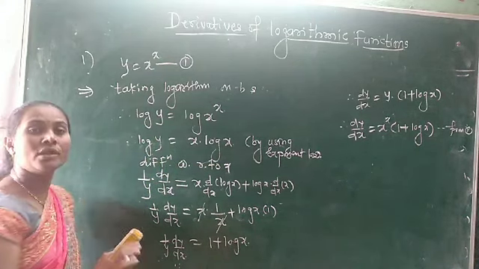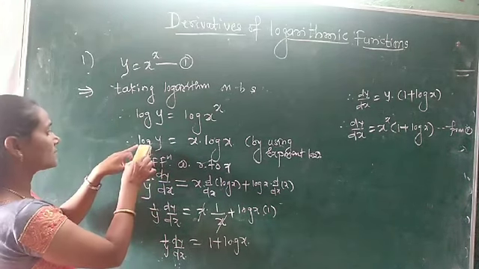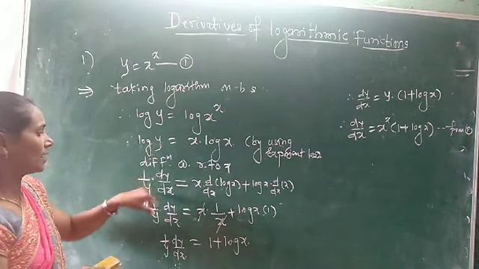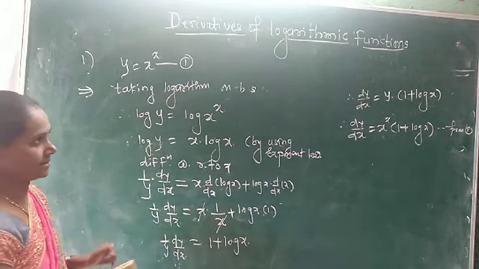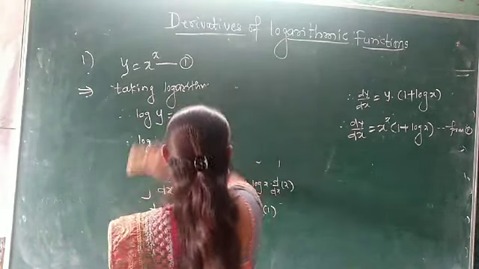So the most important thing in this type of logarithmic function is the derivative of log y, which is not only 1 upon y, when we differentiate with respect to x. So first find the derivative of log y, which is 1 upon y, and now take the derivative of y, that is dy upon dx.